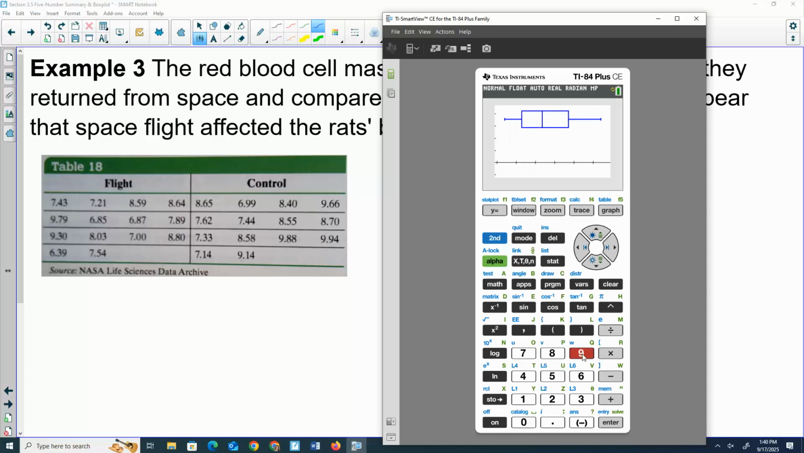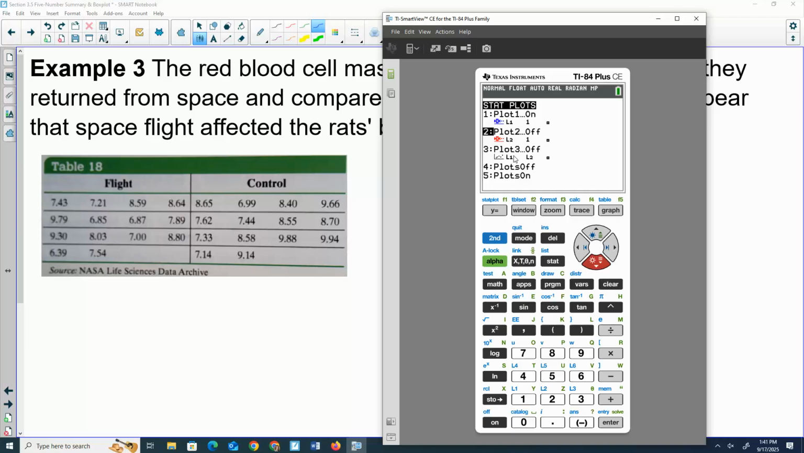Zoom 9. Okay, so it should look like this. It would be really helpful if we could see both at the same time since we're trying to compare it, and we can. If you go back to your second y equals, we can go down and turn plot 2 on. So go into plot 2, turn it on. I'm going to select the same type, and notice it already knew that I wanted this to be L2, but make sure your X list says L2.